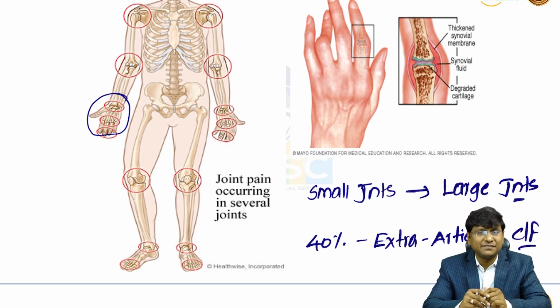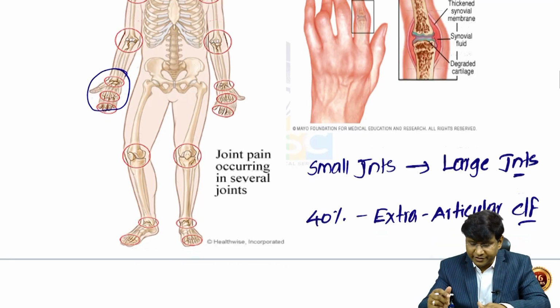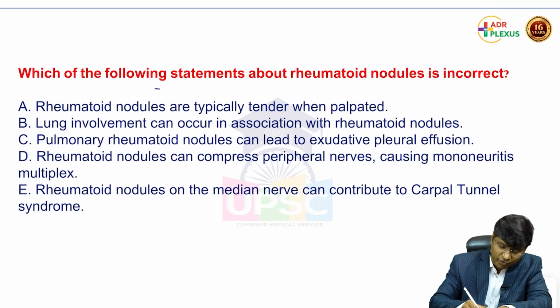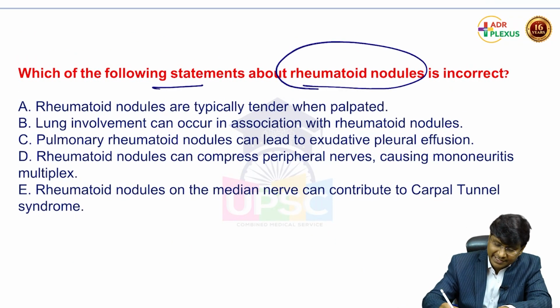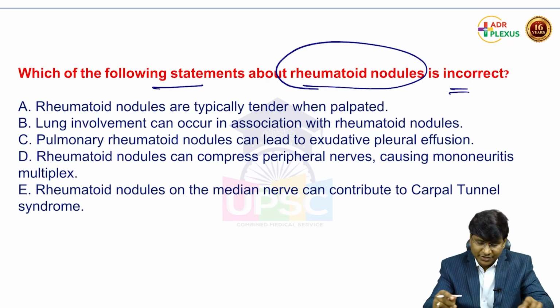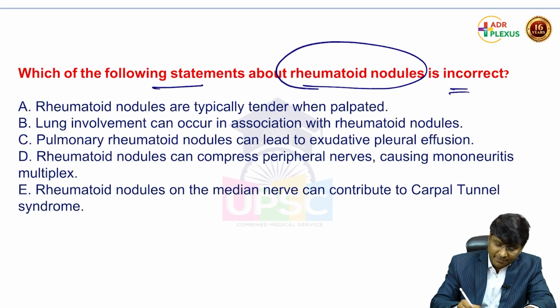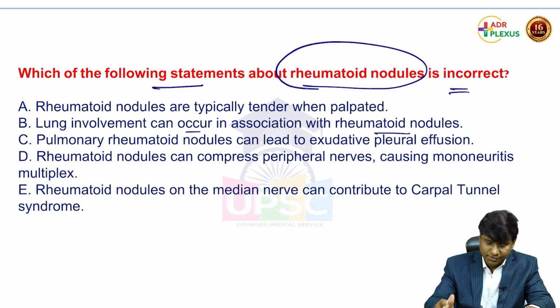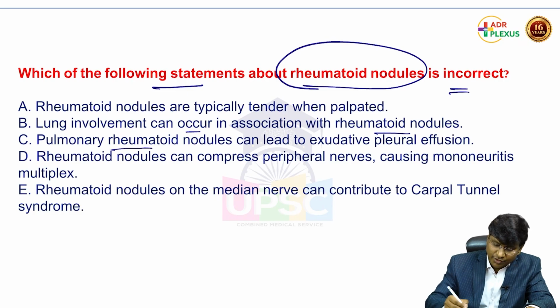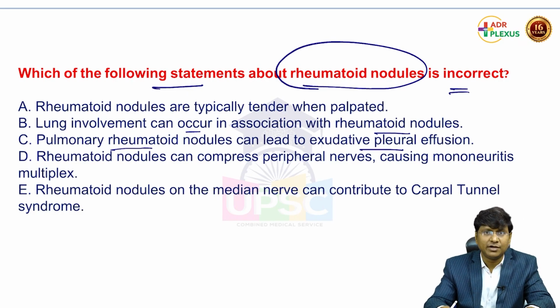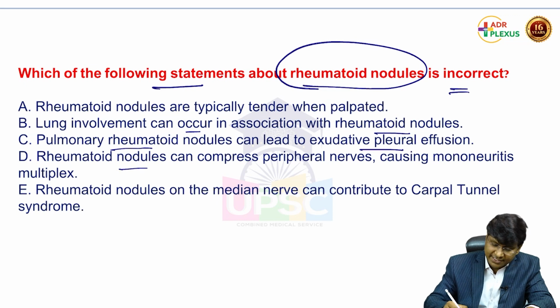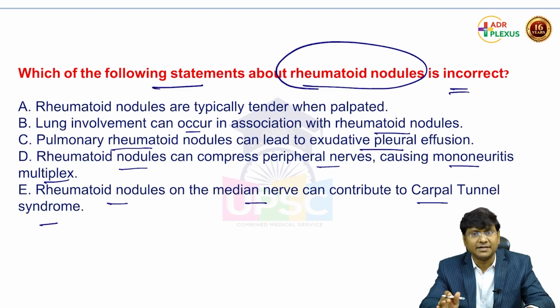Now, if you observe the extra-articular manifestations, I'll show you one important question. Which one of the following statements about the rheumatoid nodules is incorrect? The options are: rheumatoid nodules are typically tender when palpated; lung involvement can occur in association with the rheumatoid nodules; pulmonary rheumatoid nodules can lead to exudative pleural effusion; rheumatoid nodules can compress the peripheral nerves causing mononeuritis multiplex; rheumatoid nodules on the median nerve can contribute to the development of carpal tunnel syndrome.